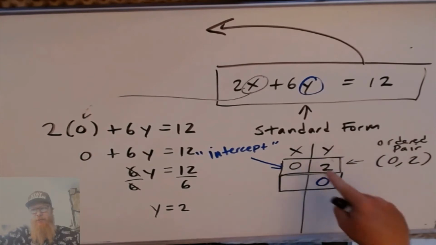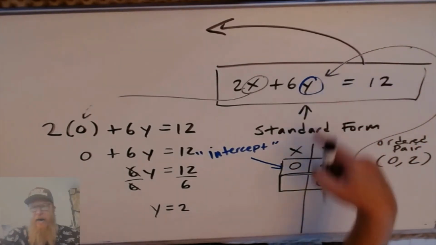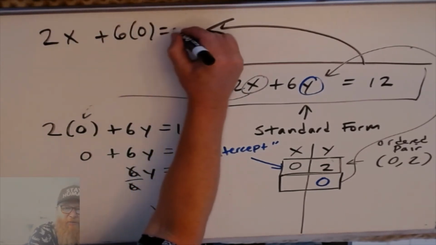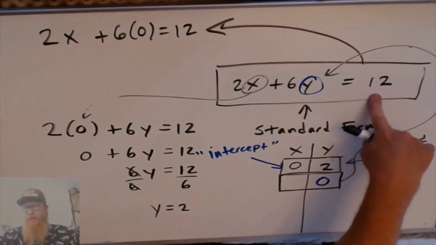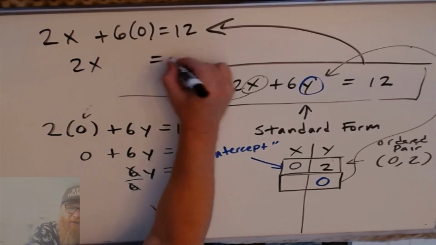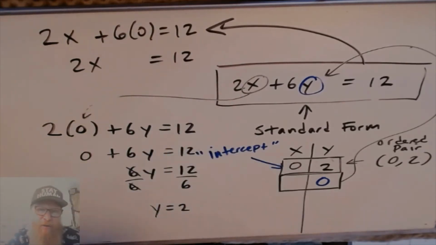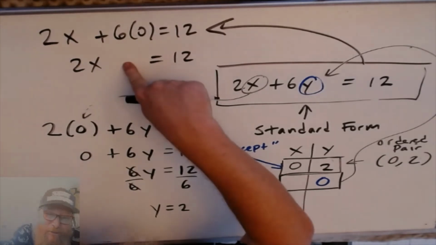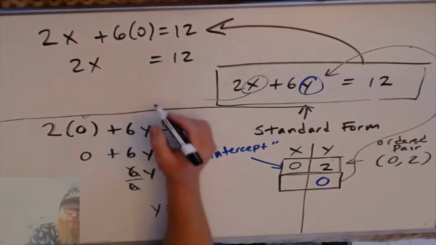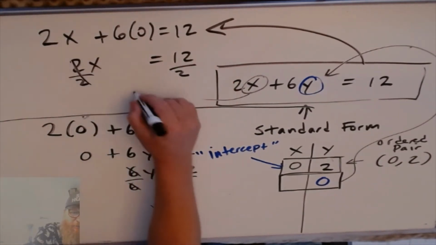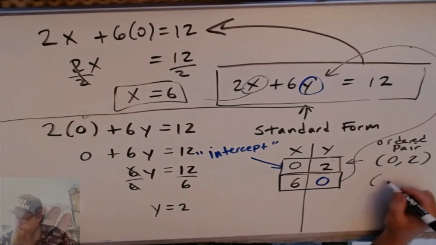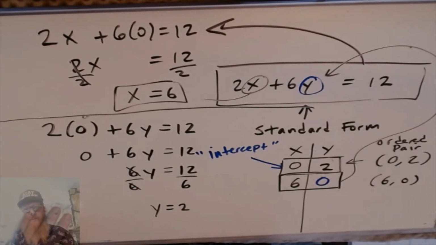So now I'm doing the 0 for y here. So now I have 2x plus 6 times 0 equals 12. Equals 12. So now I have 2x equals 12, right? I don't have to write this anymore. It's 0. If you want to put plus 0, you can. But I'm getting low on space, so I'm not going to do that. And now I'm going to divide both sides by 2, and I get x equals 6. All right, the ordered pair would be 6, comma 0.